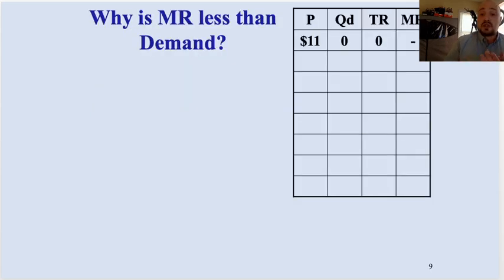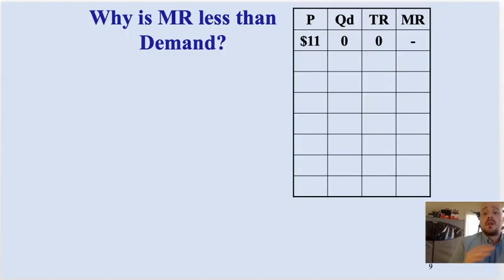So imagine you go to the store and eggs are $11. Nobody's buying eggs. You're finding something else to eat. So when we go to the store, eggs are $11. Zero people are buying eggs, which means that the total revenue is $0, which means the marginal revenue is also 0.